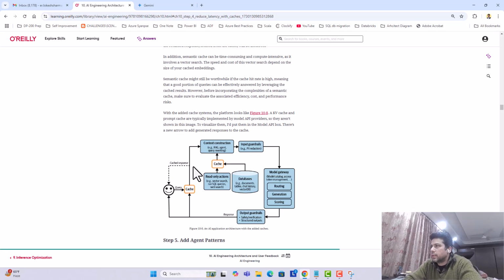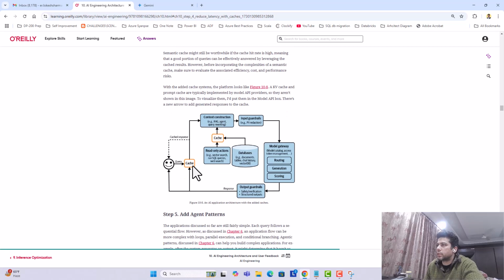With the added cache system, the platform looks like this. The KV cache and prompt cache are typically implemented by model API providers, so they aren't shown in this figure. To visualize them, I'd put them in a model API box. There is a new arrow to add generated responses to the cache. So you have your query. Okay, that makes sense.